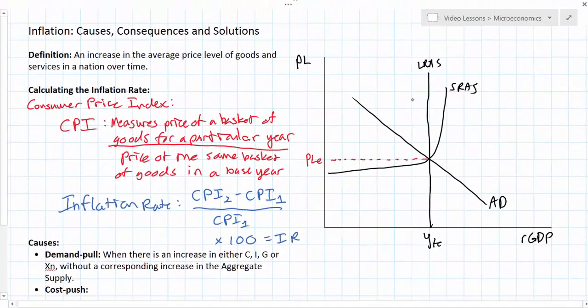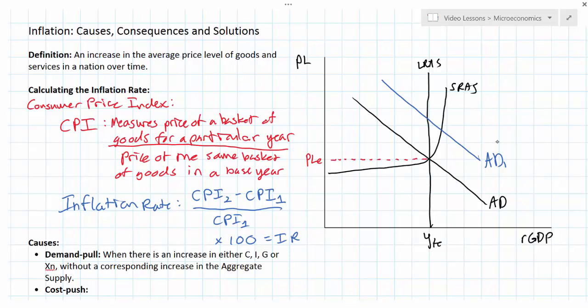Let's show that on a graph here. Assume that due to an increase in foreign incomes, there is an increase in net exports for the nation. So aggregate demand shifts out to AD1. Now, ceteris paribus, an increase in net exports does nothing to increase the potential output of the nation. It doesn't increase the productivity of workers. It doesn't increase the quality of technology or capital goods in the nation.